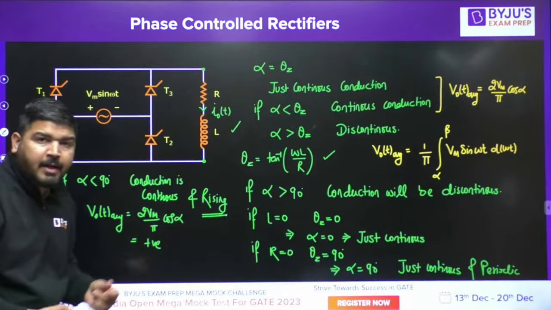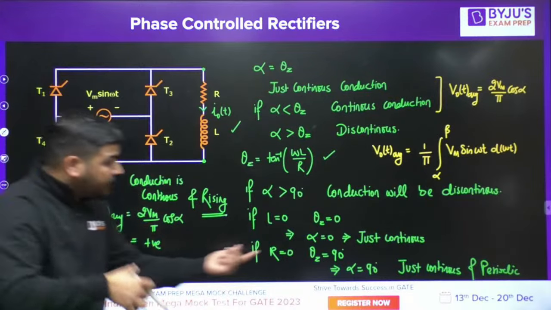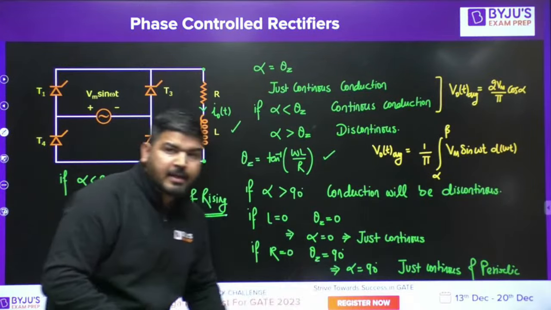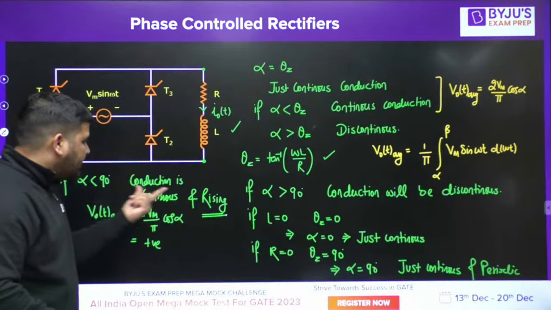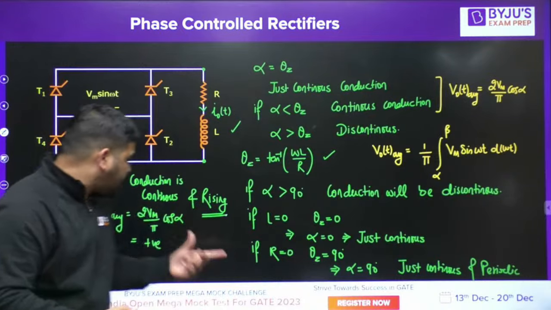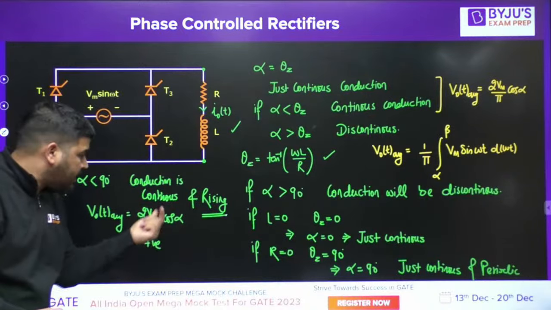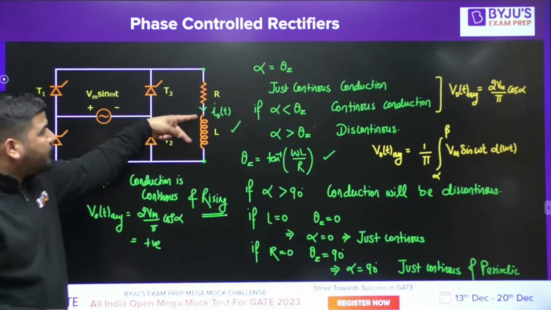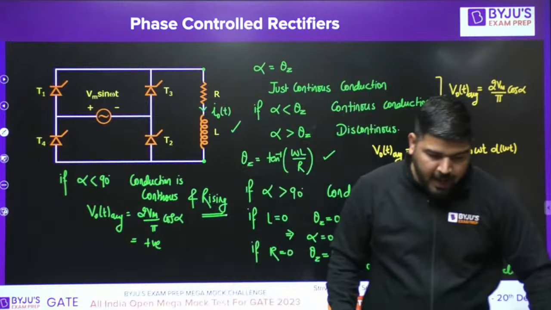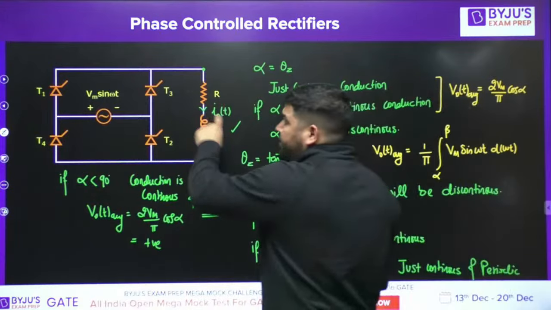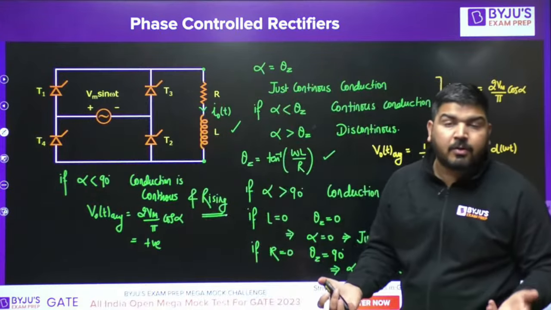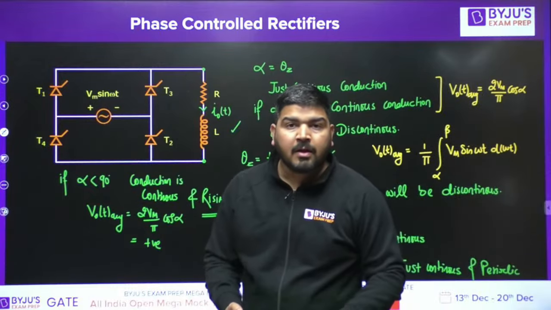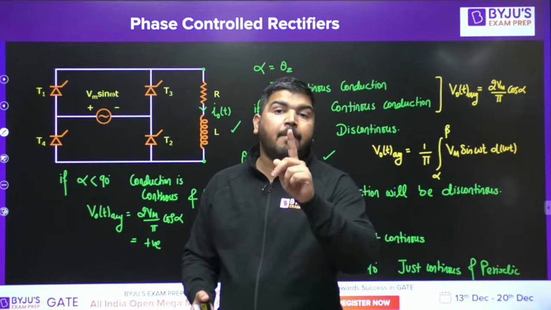If alpha is less than 90 degrees, then the conduction will be continuous. We know that from the theta z condition. Continuous conduction means this will be the average output voltage, and for alpha less than 90 degrees, the average output voltage is positive. It means the average voltage across the inductor is positive. If the average voltage across the inductor is positive, current will keep on rising. It will be continuous, but it will be aperiodic.